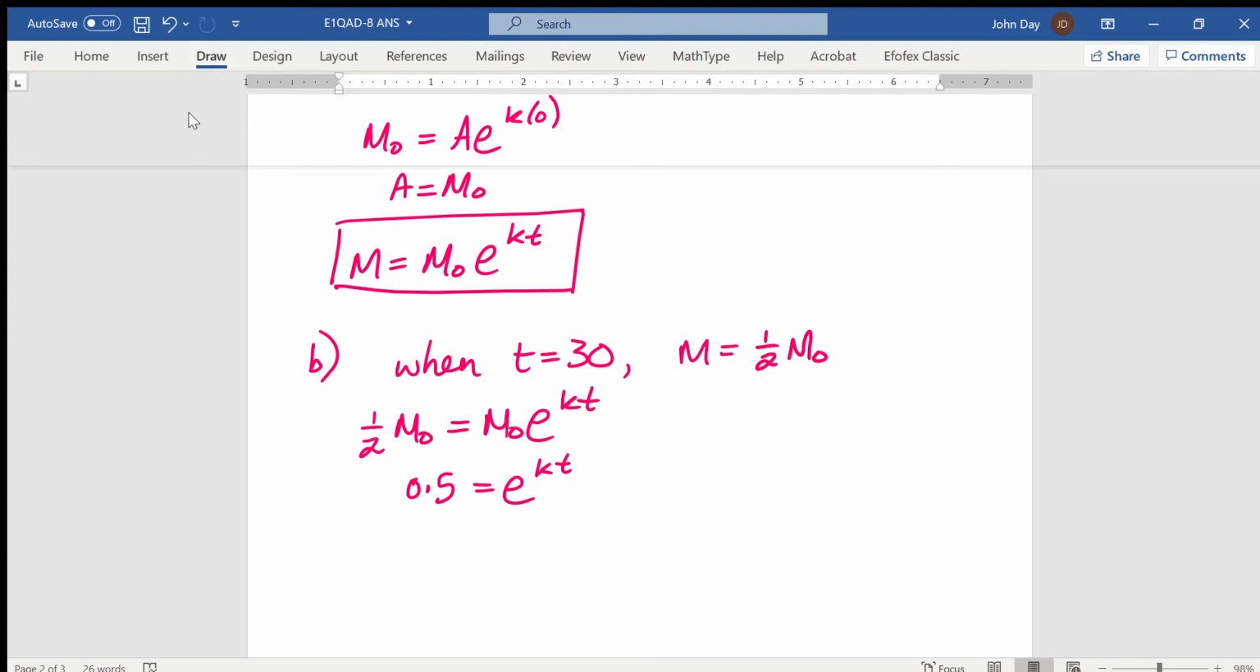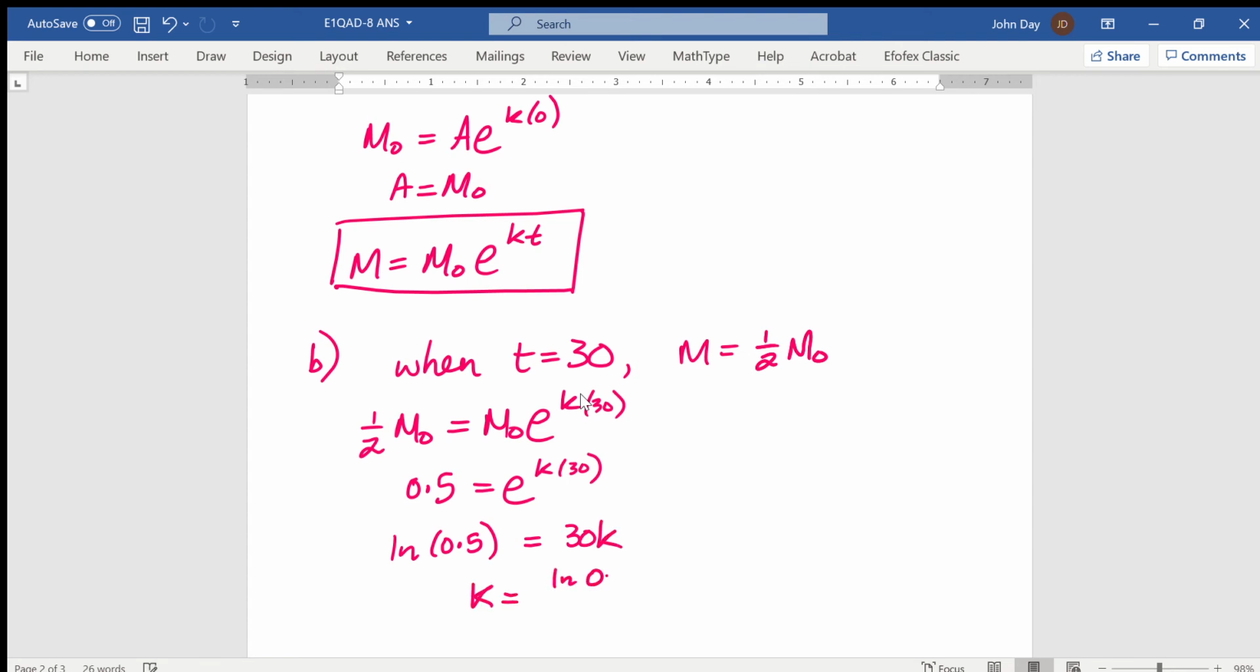So let's pop that in there, 30. So we'll take the natural log of both sides. So we get the natural log of 0.5 equals 30k. So k equals the natural log of 0.5 on 30. Now the natural log of a fraction, like anything less than 1, is negative. Sometimes that rings alarm bells, but it's fine because we actually have a quantity that's diminishing away, so I'm not particularly concerned about that.